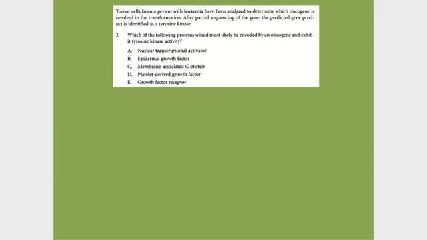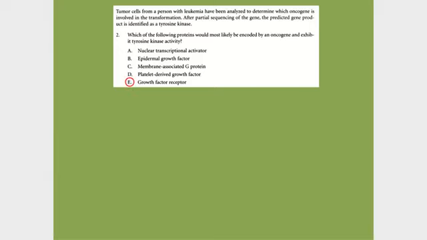This is a 2-part question. In the first part, it says that tumor cells from a person with leukemia have been analyzed to determine which oncogene is involved in transformation. And it says, after partial sequencing of the gene, the predicted gene product is identified as a tyrosine kinase. Which of the following proteins would most likely be encoded by an oncogene and exhibit tyrosine kinase activity? And the answer is option E, growth factor receptor.